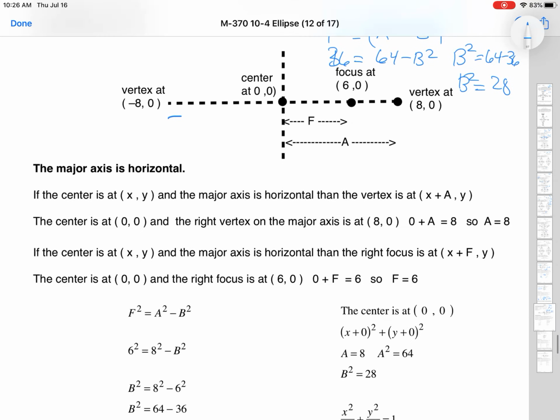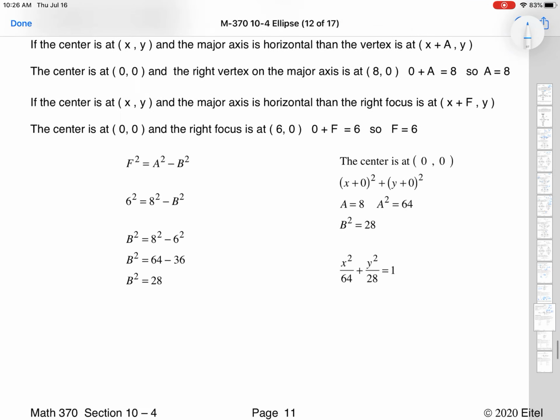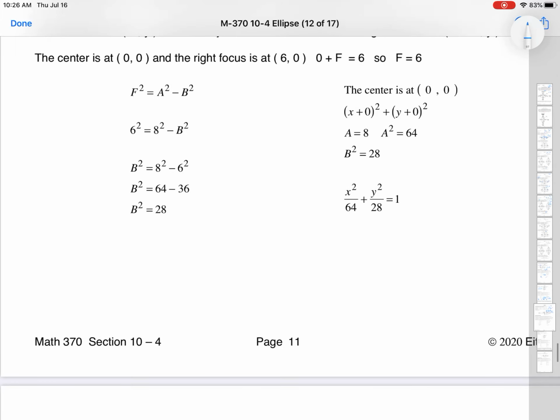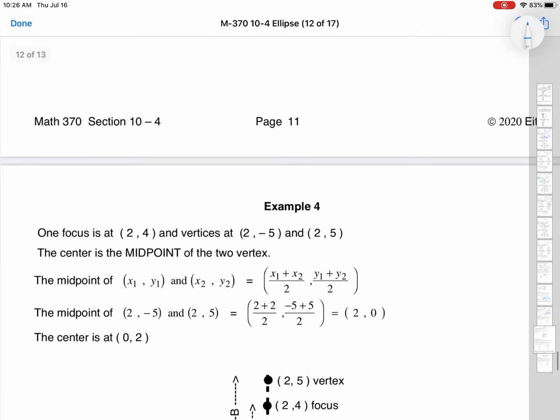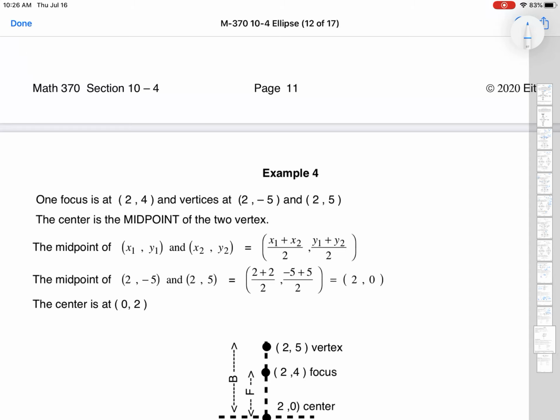And so what he's going to do is put that all together to get a 28. You'll get really fast at this, but it's a good calculus type of thing to take given information and figure out what you know. Here we have a focus and two vertices.